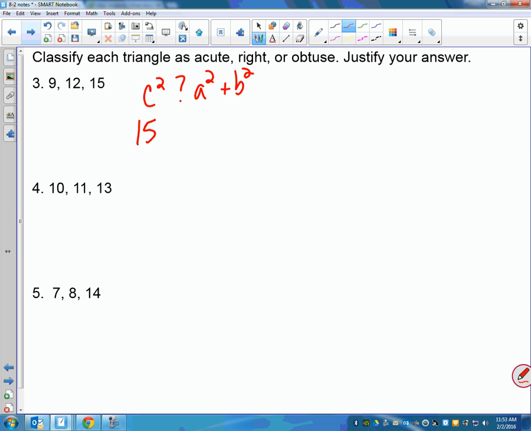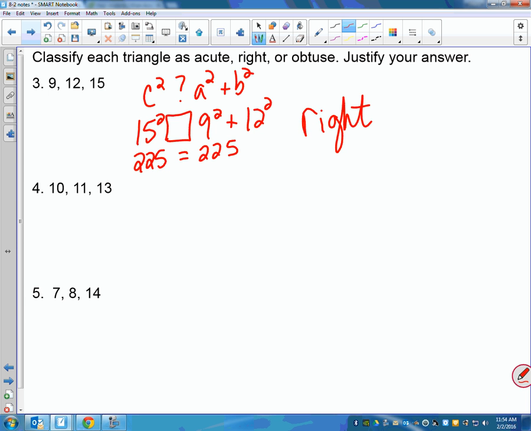So I'm going to say 15 squared. How does that compare to 9 squared plus 12 squared? Maybe you recognize this one. Isn't this the 3, 4, 5 one? I get 225 equals 225. So if that's equal, what am I going to say? It's right. That is justification for me, because that shows me that they're equal. Equal is right.